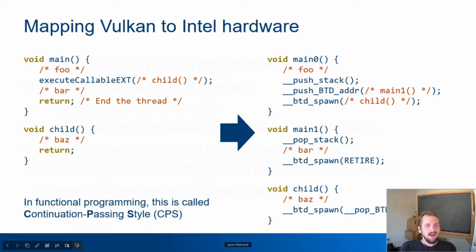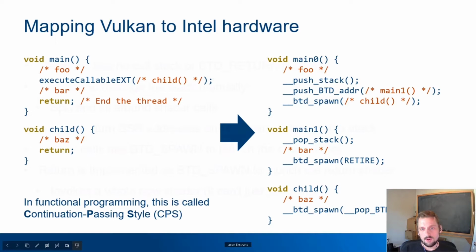Okay, so how do we actually do this? Let's say we have a simple shader that calls one other shader. So we have the shader main, it does some stuff, it calls a shader child, and then it does some more stuff before it ends. We have to change this into what in functional programming is called continuation passing style, where we split our shader main into main zero and main one. Main zero does its first bit of stuff, pushes the stack, pushes the bindless thread address of main one onto the stack, and then spawns child. And then child does its stuff, and then it pops the return address off the stack and spawns whatever that address is, which main zero put onto the stack. So the thing that gets spawned there is main one, and then it pops the stack, does its stuff, and then does the retire.